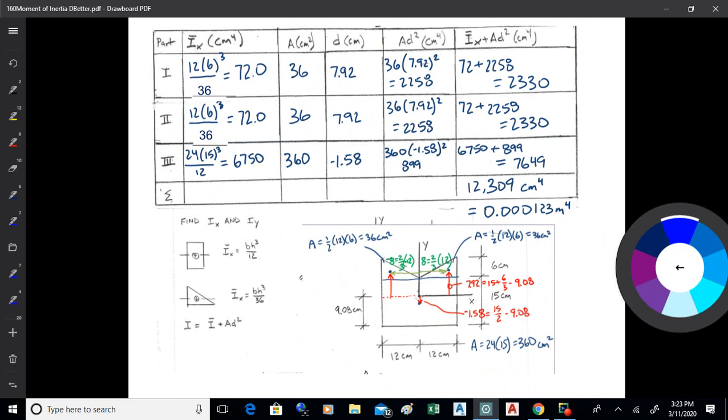Okay, and we just repeat that process. The other triangle is the exact same thing from the x neutral axis there. So bh cubed over 36 is 720, the area is 36, the offset is 7.92. The AD squared is 36 times 7.92 quantity squared, which is 2258. Add that to the 72, you get 2330. They're the exact same thing.